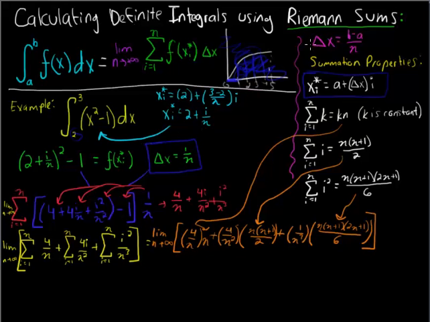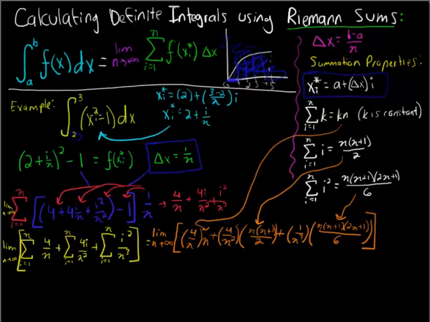So we have that part, and now we need to find x sub i, which is 2 plus 3 minus 2 over n times i, because we know what a is, it's just 2, and delta x we already know, it's 1 over n. So 1 over n times i, so i over n, so x sub i equals 2 plus i over n.